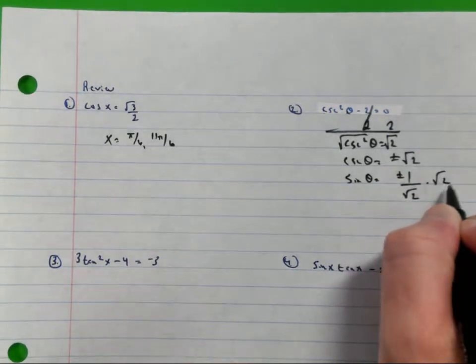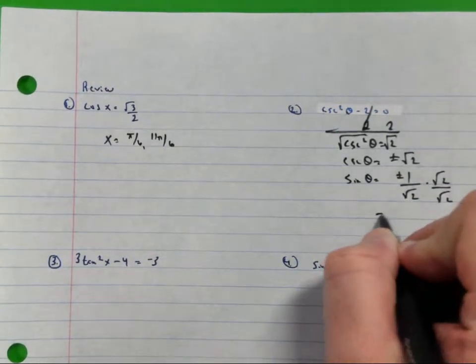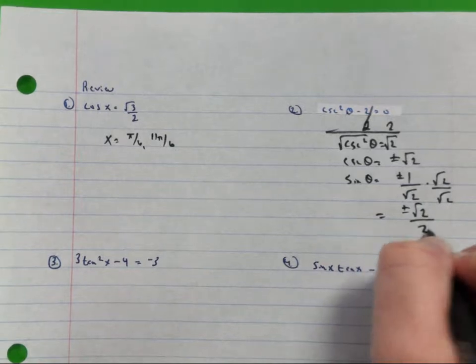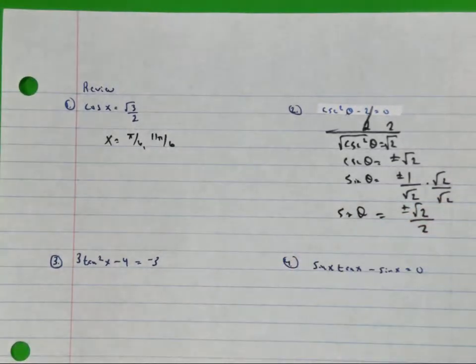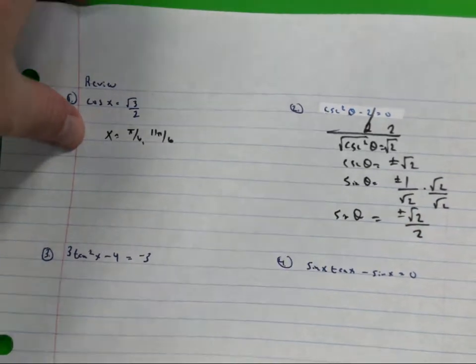So now I'm going to rationalize my denominator. What family am I dealing with? And I want the positive and negative.